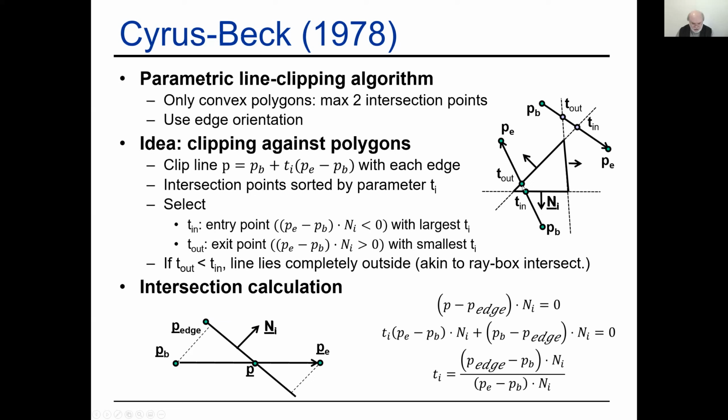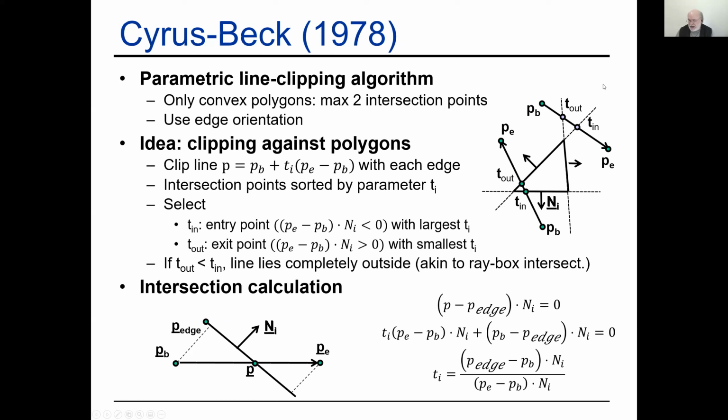And of course, we're outside as soon as we're outside with respect to any of the edges where we're leaving the geometry. So that's why we're looking for the exit point with the smallest t value. And so this is this one here.